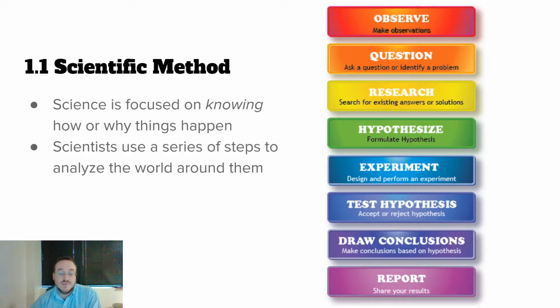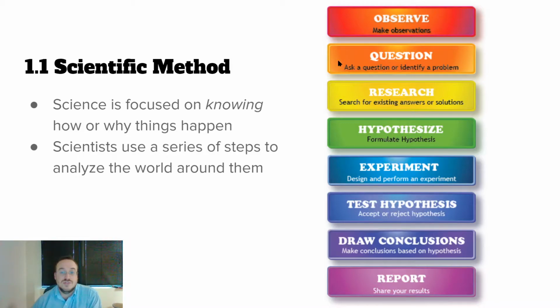So remember that science is focused on knowing how or why things happened. So the scientific method is just a series of steps that scientists use to actually research and find out why or how they happen. The first step is to observe. It's to make observations. It's this top one in red. So you're going to look at the world around you. You might smell something. You might hear something. You might have a texture that you're feeling. It's not just limited to using your eyes.